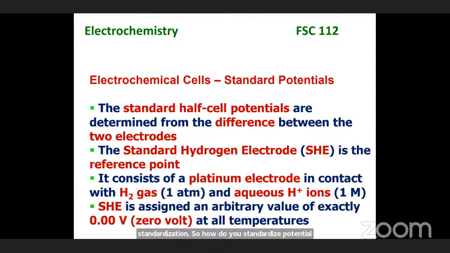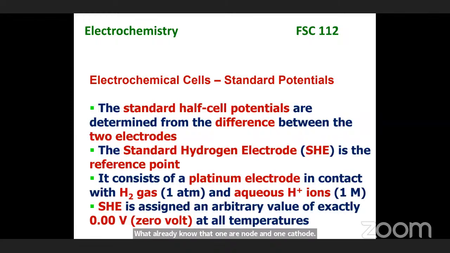So how do you standardize potential? It's usually by comparing it to the potential of hydrogen gas. Okay, so this slide here, first of all, tells us that the standard half cell potentials are determined from the difference between two electrodes. We already know that, one anode and one cathode.